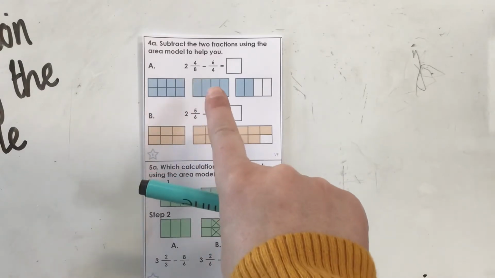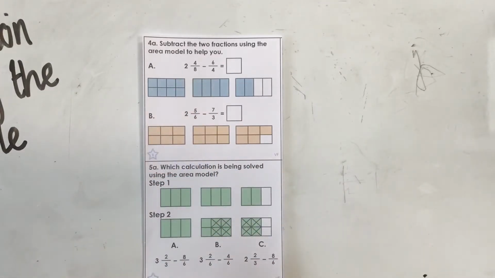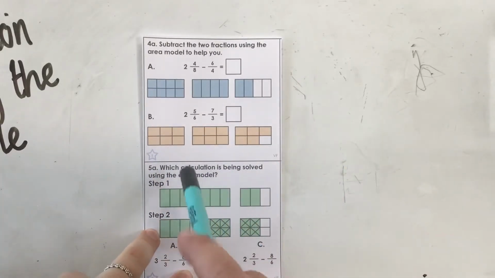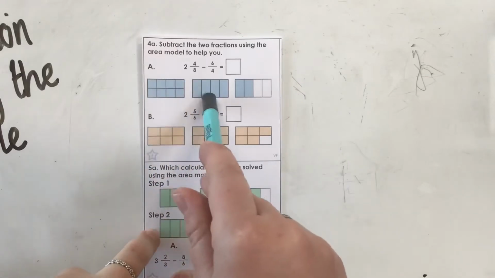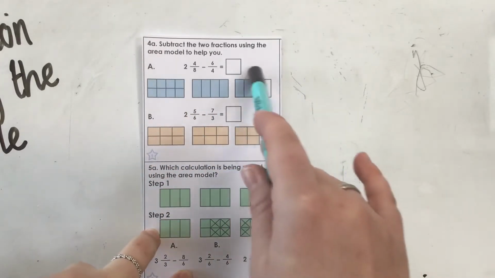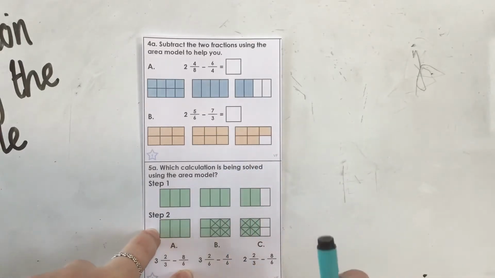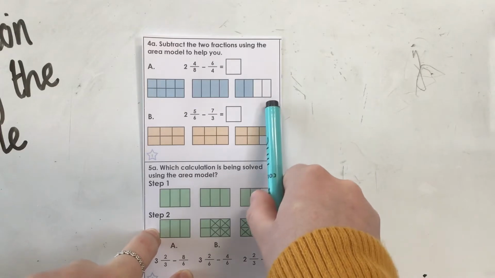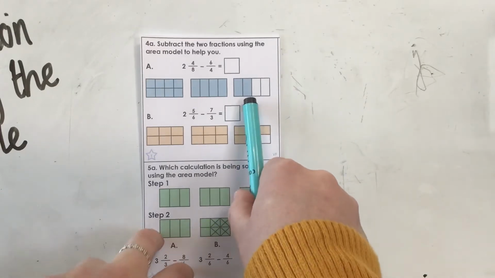2 4/8 take away 6/4, and I've got a picture here to help us, and I can see that I've got 1, 2 and 2 what is left over. What fraction of this last picture is shown to us? And I've got 1, 2, 3, 4 sections, so I know it's in quarters, and 2/4.